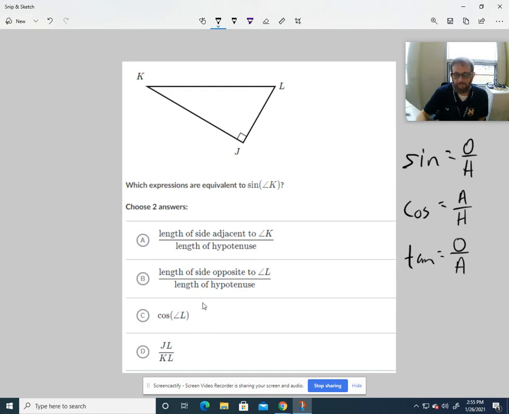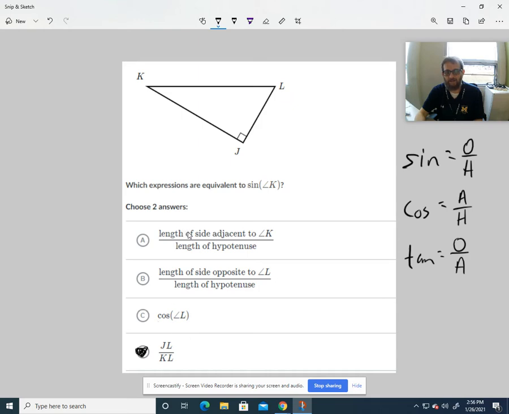Now they're really trying to mess with us here. So we're going to pay attention because look at these angles. I started to say this one because it's opposite, but it says opposite L, and that's not right. So I'm going to have to pay close attention. First and foremost, it's opposite leg, which is clearly JL divided by KL. So before we go anywhere, it's definitely D. D is definitely one of our answers. Now, what's it also the same as?